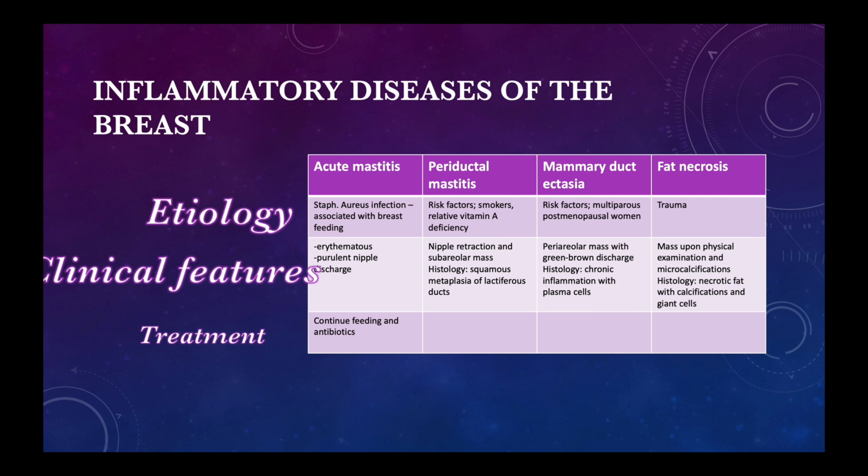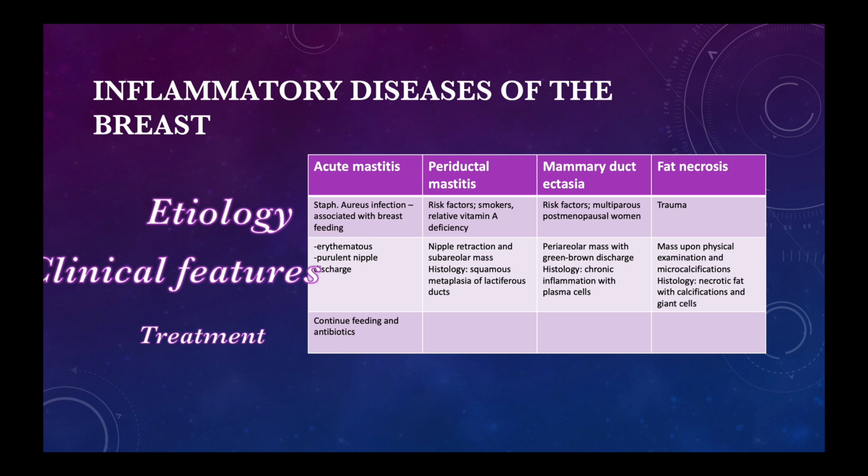Someone might ask you, what are the differences between acute and chronic inflammation upon histology? In chronic inflammation, you will see lymphocytes or plasma cells. This is very important, you need to know the difference between acute and chronic. In acute, you will see neutrophils. In chronic, lymphocytes.